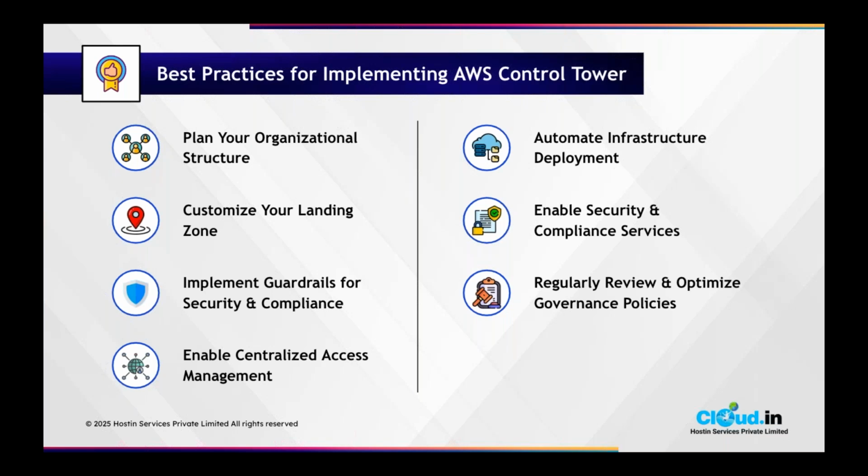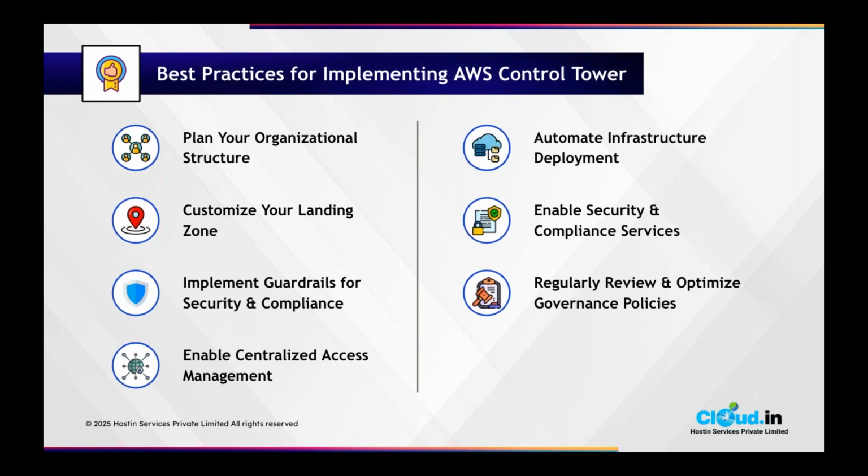Then the fourth one is enable centralized access management. Instead of managing your user access account by account, use AWS IAM Identity Center. This lets employees sign in once and securely access different AWS accounts without juggling multiple credentials.